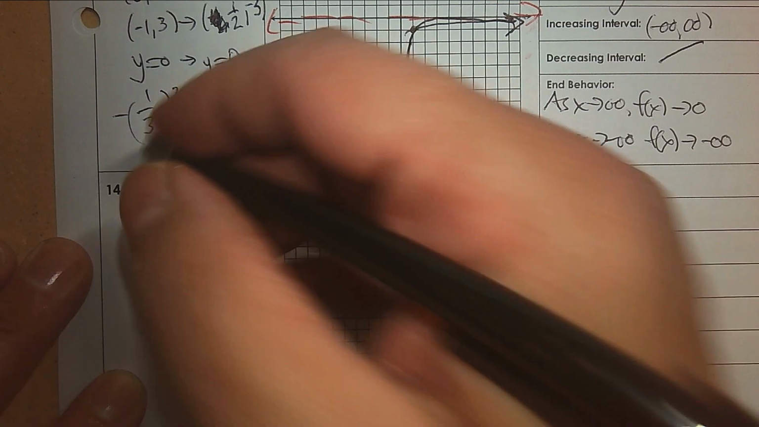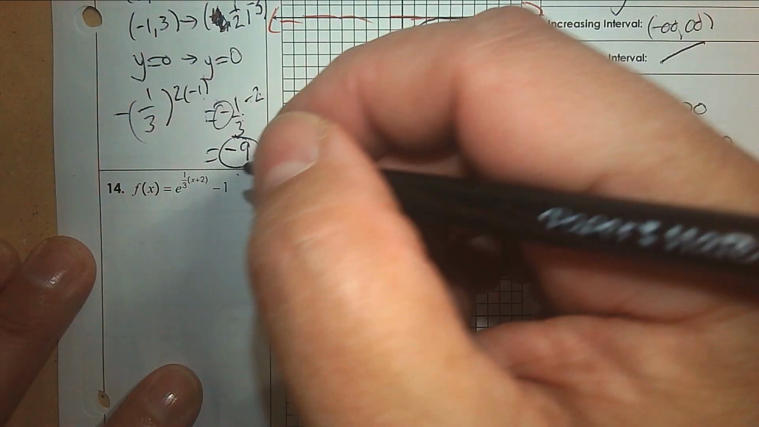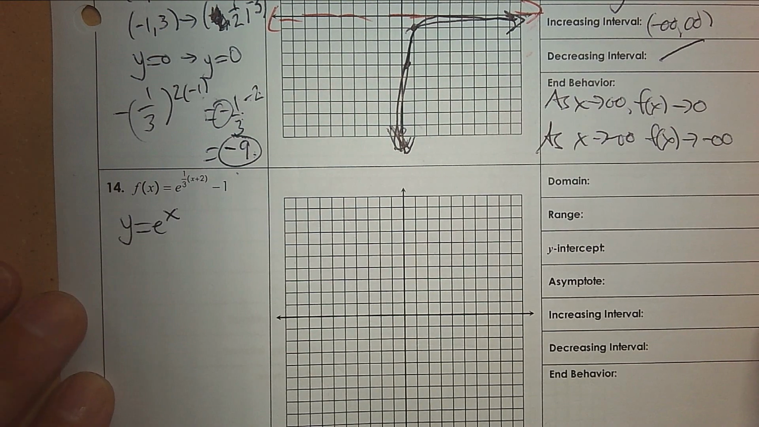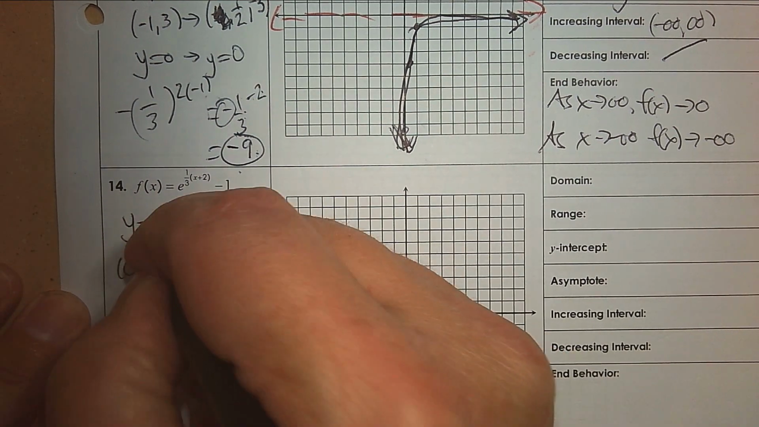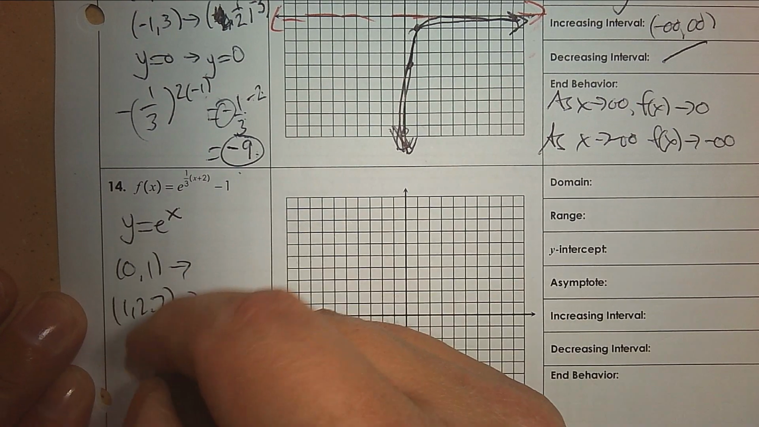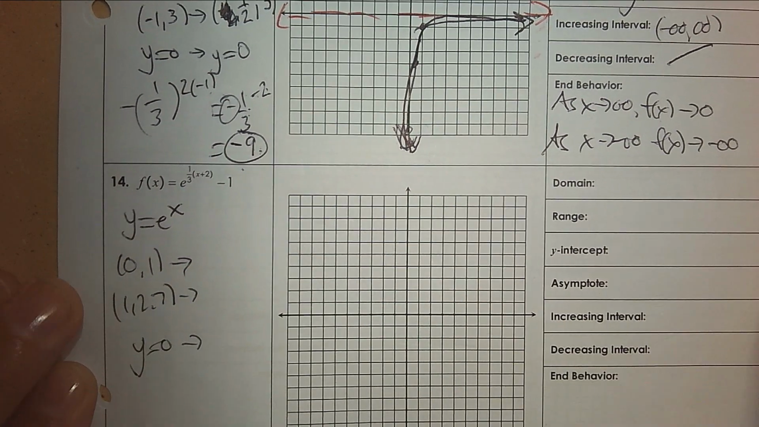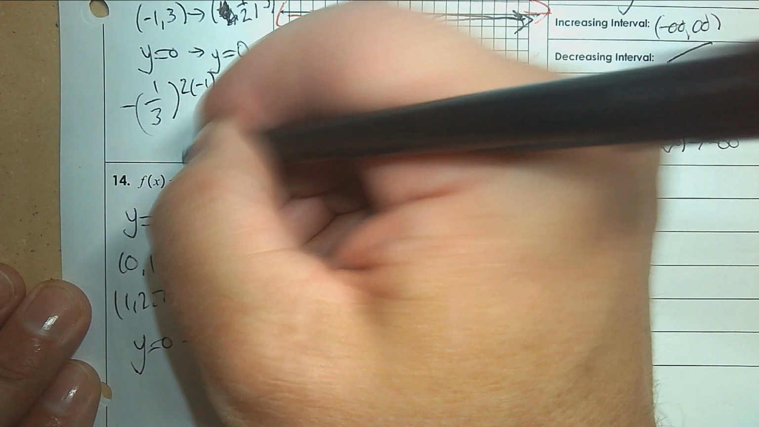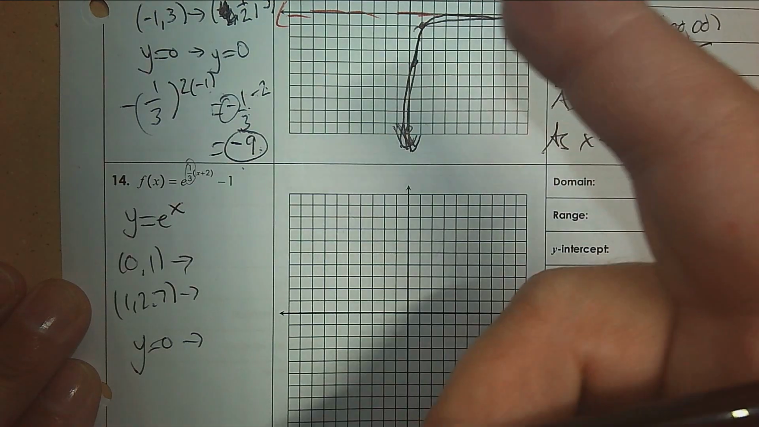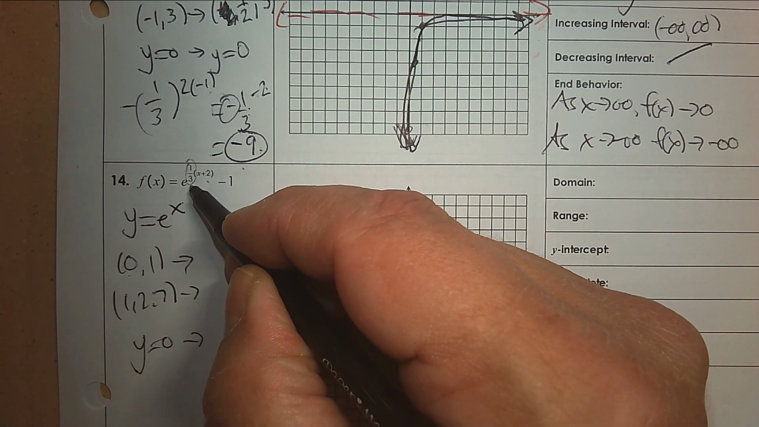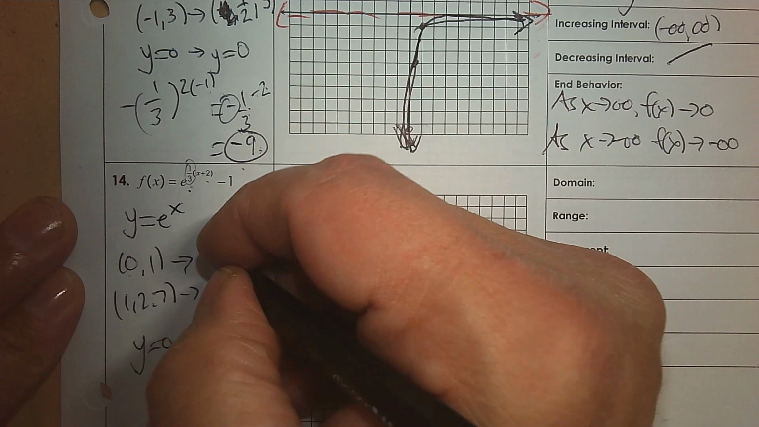So, the base is e to the x. That's the parent. So 0, 1. Remember I said approximate e is 2.7, and then the asymptote y equals 0. So 1/3. Do you know what I do? The inverse of that is times 3, and then subtract 2. So 0 times 3 is 0. Subtract 2, and it's -2.